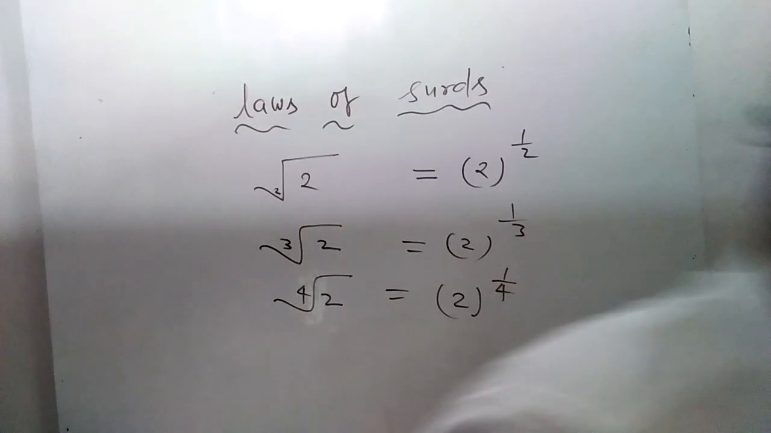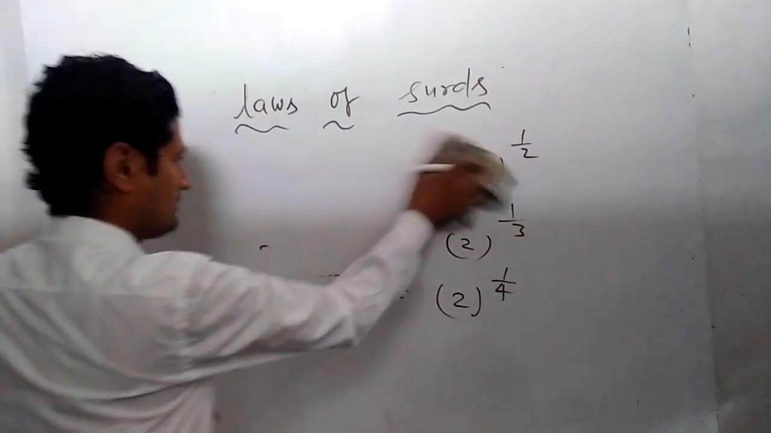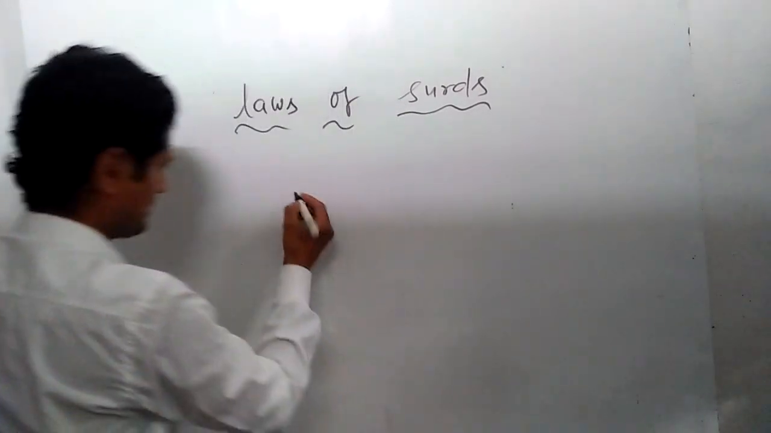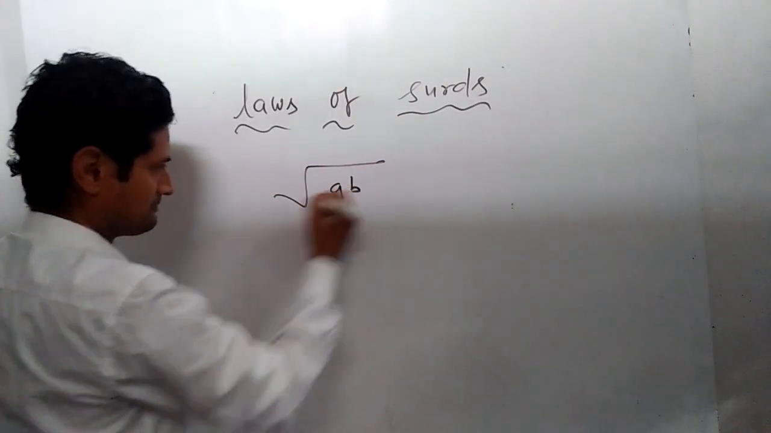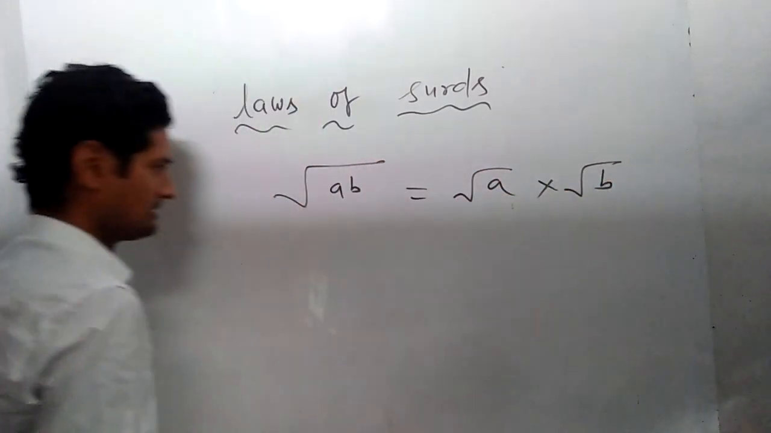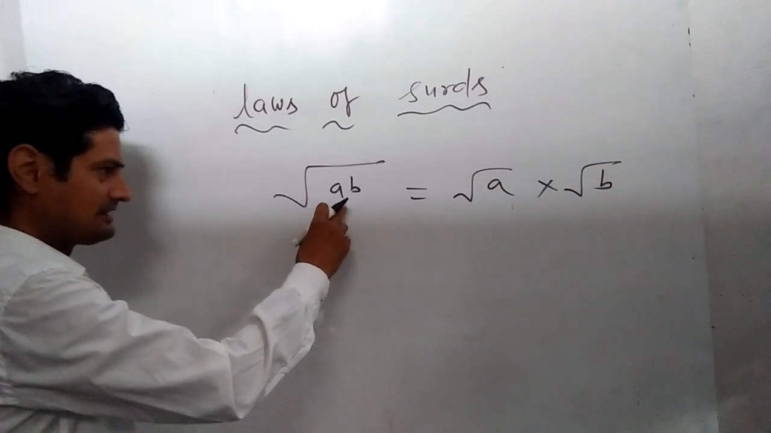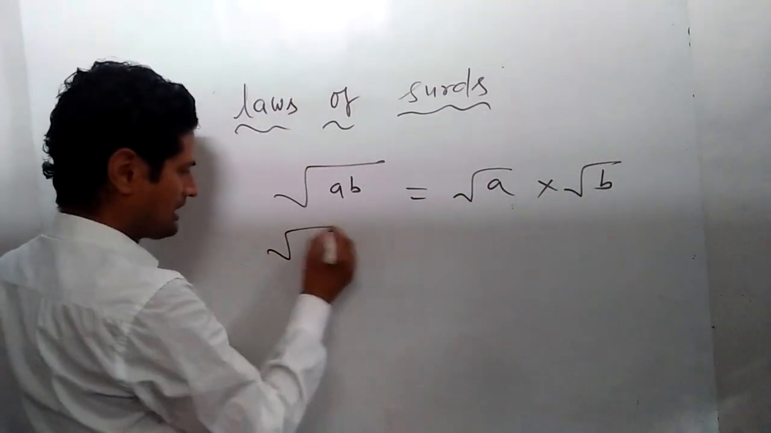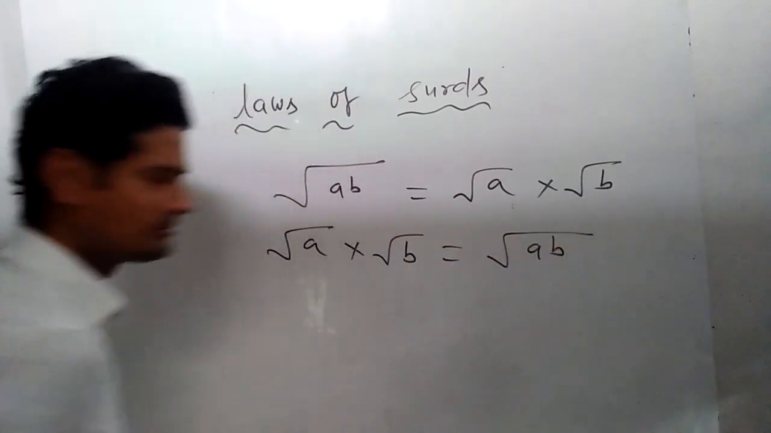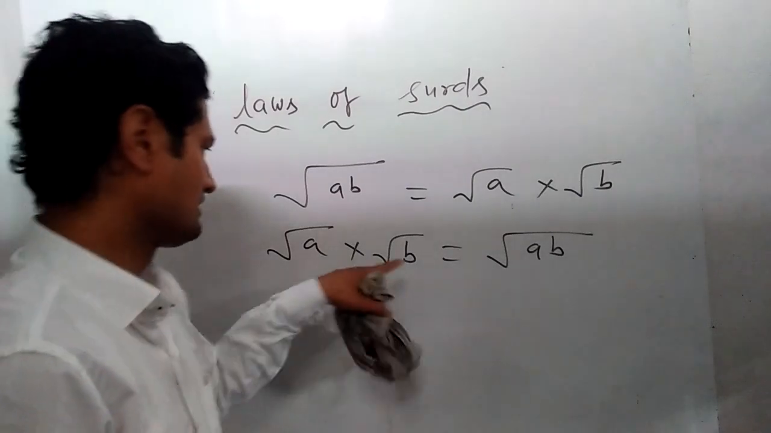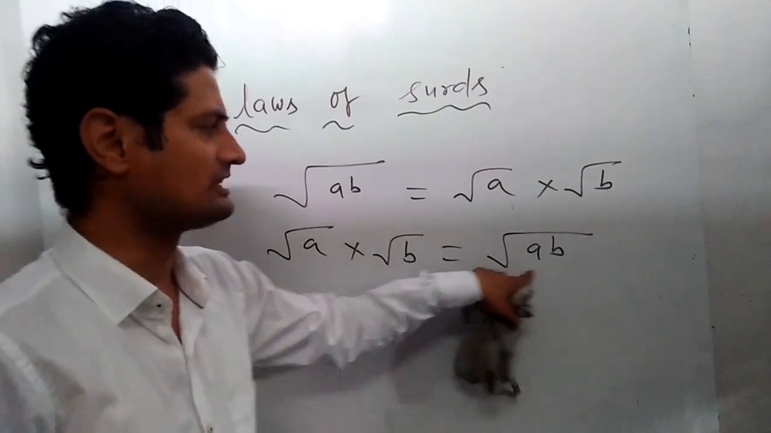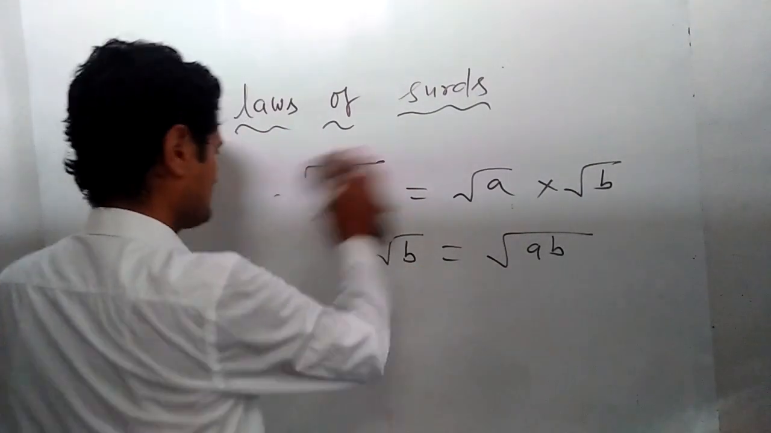Now, suppose another root ab. Root ab we can write as root a into root b, if the power is the same. Root a into root b is equal to root ab. So we can write root a into root b is equal to root of a into b.